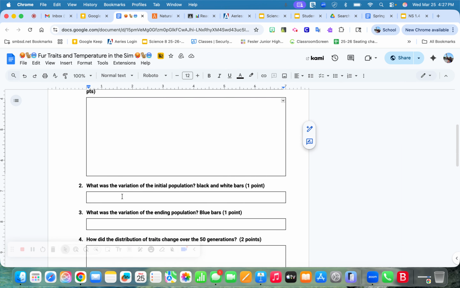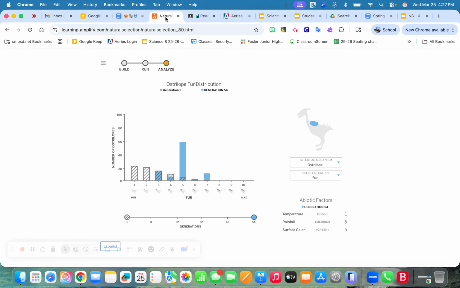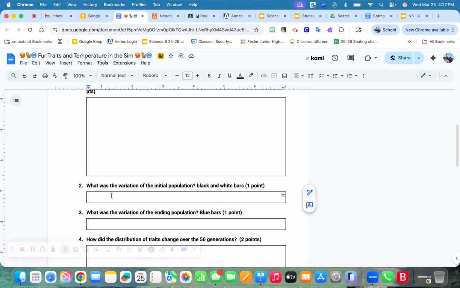For my first question, what was the variation of the initial population, the black and white bars? Remember that we just count the bars. I can go back, but here are those black and white bars. This was the initial population. How many bars are present? How many different fur levels were there? Put that number right here.